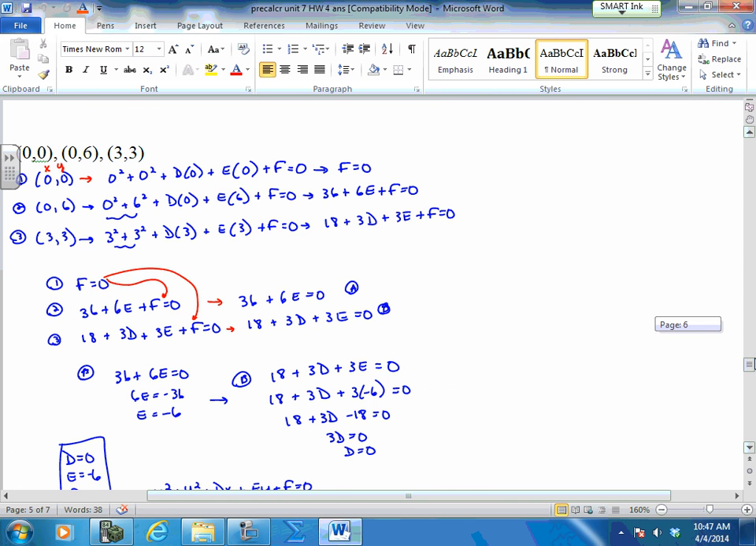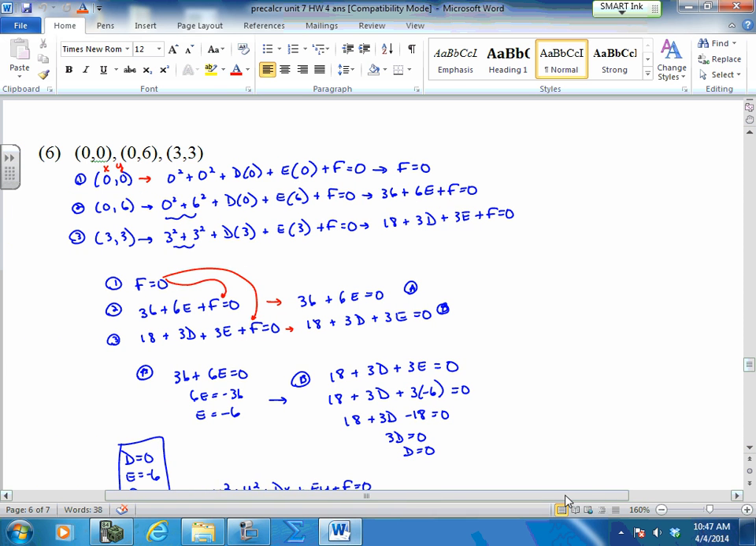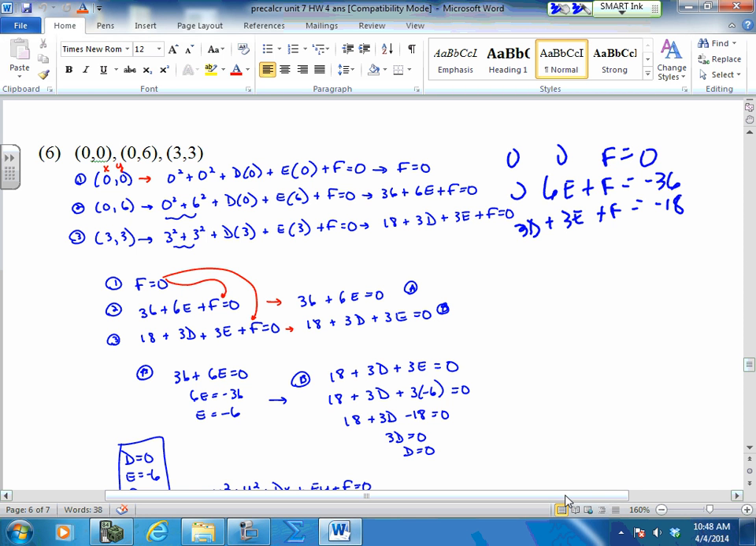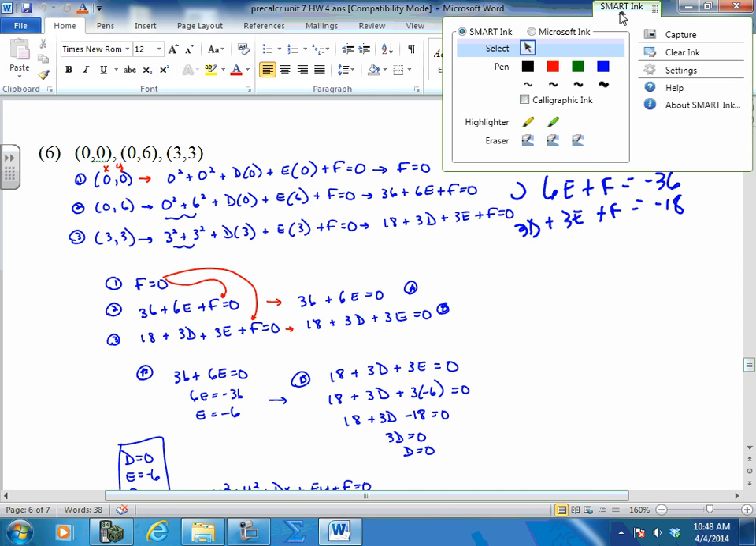And the last guy, I think this is your last one, right? Is another circle. Again, get these to the other side. So you've got F equals 0. You have 6E plus F equals negative 36. You have 3D plus 3E plus F equals negative 18. Fill these guys with zeros. Constant has to be on the right-hand side. And then you should get your answer. And just leave it in standard form. Okay with that part?